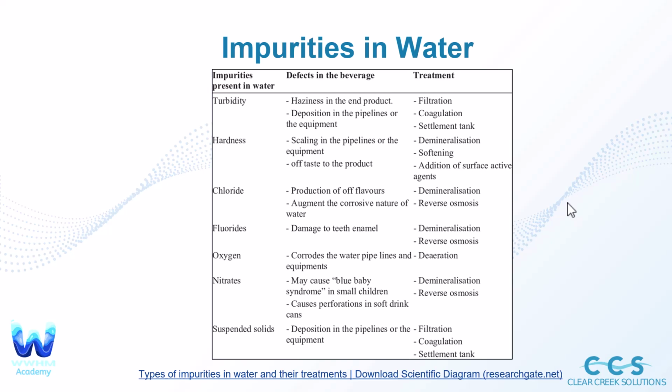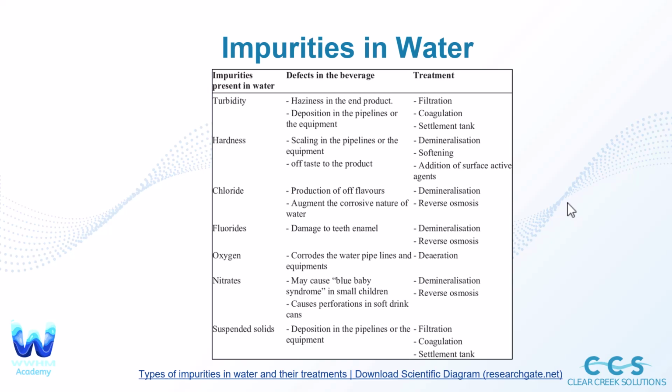And the defects in the beverage could be a variety. For turbidity, it's haziness in the end product. For hardness, it's scaling in the pipelines or the equipment, and then also an off taste to the product. Chloride is a production of off flavors and augments the corrosive nature of the water. Fluorides can cause damage to teeth enamel. The oxygen corrodes the water pipelines and equipment. Nitrates may cause blue baby syndrome in small children, and suspended solids can cause deposition in the pipelines or the equipment.